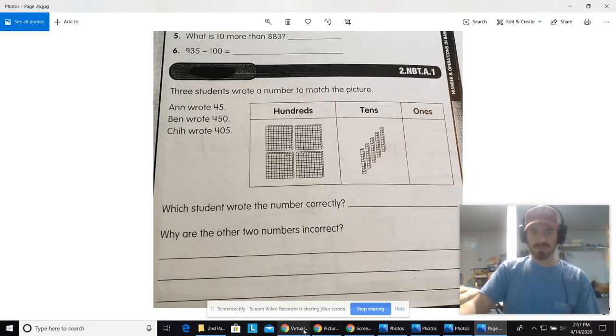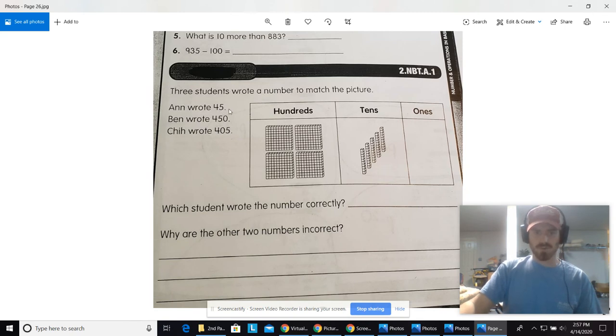So which one of the students wrote the number correctly? Well, to write this number correctly, you would have to have written a 4 in the hundreds place, 5 in the tens place, and 0 in the ones place. So Ben was the one who wrote the number correctly. And why are the other two numbers incorrect? Well, there's a lot of different ways we can explain this.